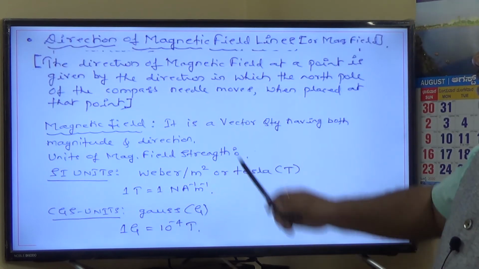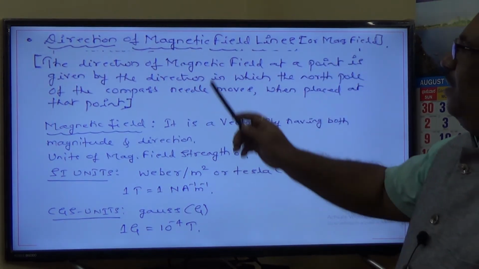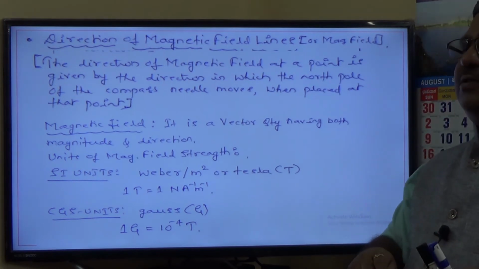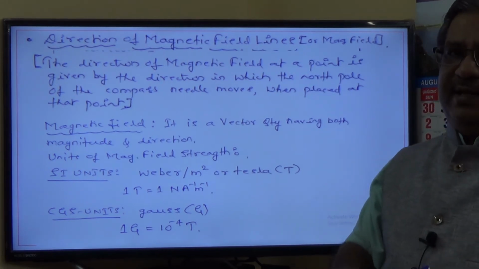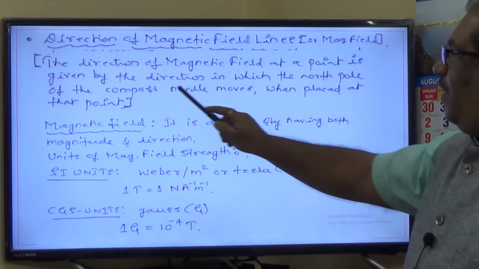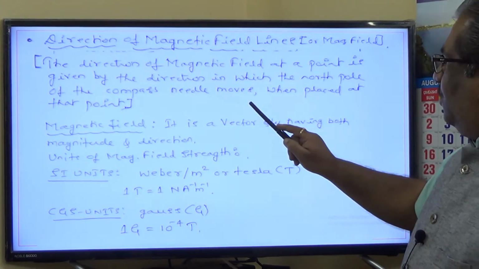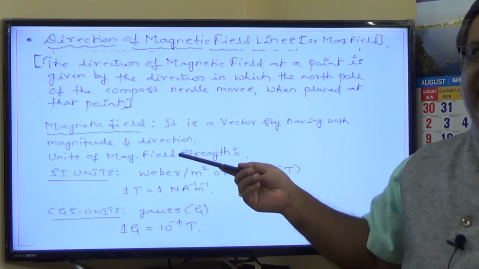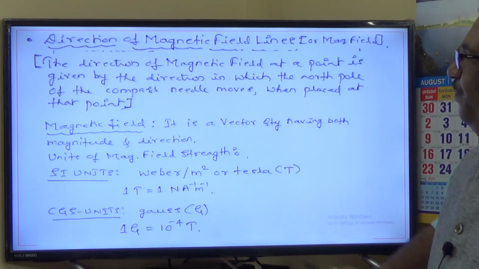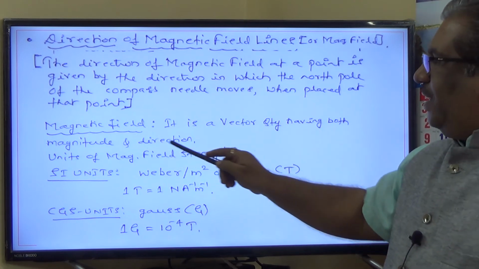Next, once again, direction of magnetic field lines or the magnetic field. As I said, magnetic field is a vector quantity. It has both magnitude and direction, and the direction of the magnetic field at a point is given by the direction in which the north pole of the compass needle moves when placed at that point, and also it is tangent to the curve. Those 2 points you must remember. Then what is magnetic field? It is a vector quantity having both magnitude and direction.